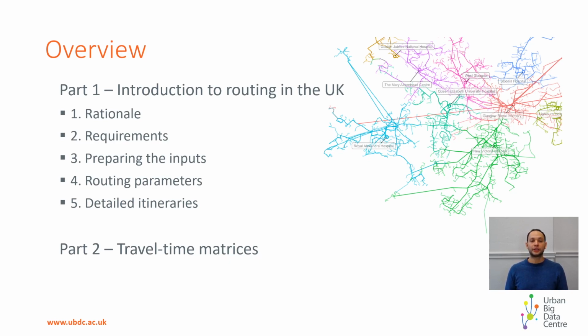The first section is about the rationale, the second one is about the requirements to compute this type of estimates, the third is about preparing the inputs, the fourth is about the routing parameters, and the fifth is the detailed itineraries from one origin to one destination.